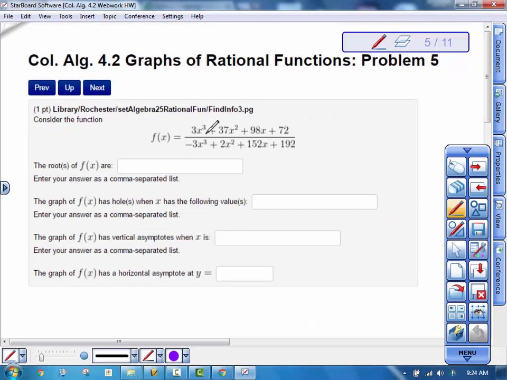Okay, another one of these. I know we've done quite a few, but they're really good practice. So we have cubic in the top, cubic in the bottom. The roots are zeros at the top that aren't holes. So once again, we need to graph this and then graph the numerator and denominator separately. I'll do that real quick.